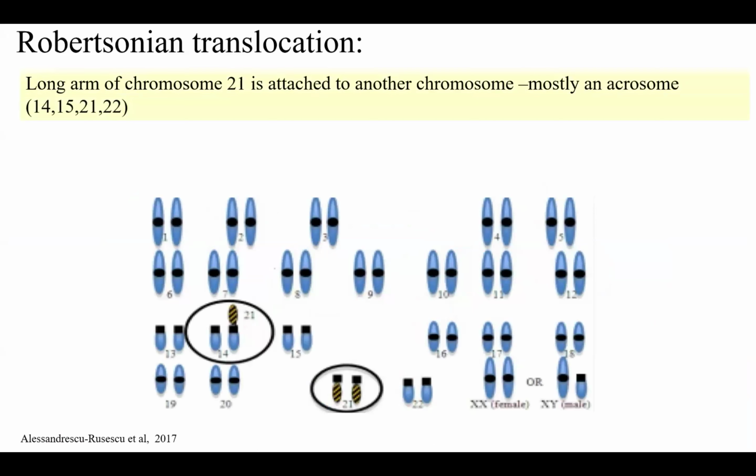And in Robertsonian translocation, it's due to the long arm of chromosome 21 being attached to another chromosome, mostly an acrocentric one, which includes 14, 15, 21, and 22. It is of two types: it could be familial, 25% of the cases, or it could be de novo, which occurs in 75% of the cases of Down syndrome.